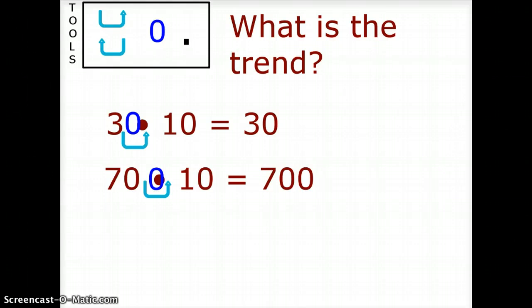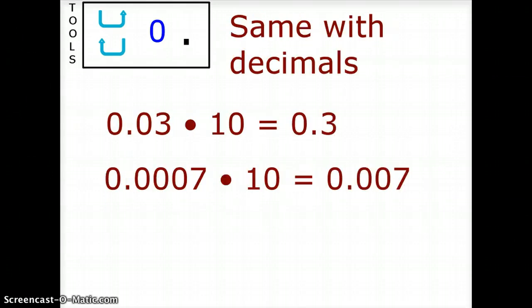So next we're going to move on and look at some examples with decimals. It works the same way. When I multiply 3 hundredths by 10, I get 3 tenths. It's the same thing. I'm just moving the decimal over by 1. Oops, the wrong arrow. Moving the decimal over by 1 to the right.